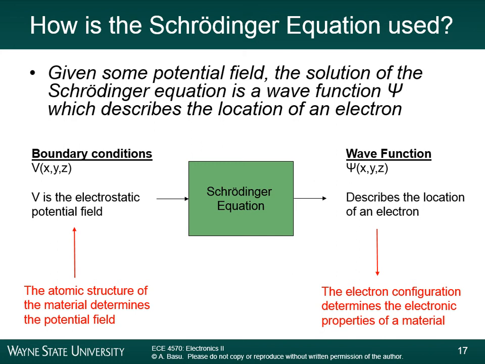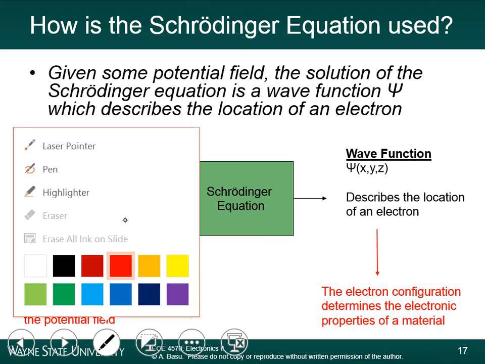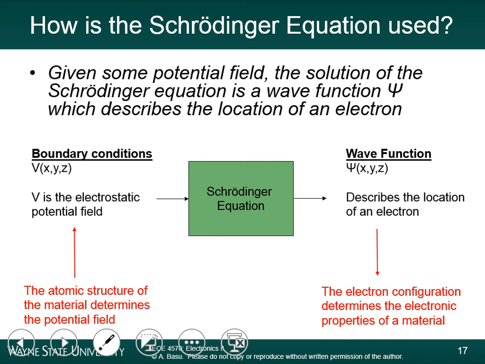When you solve the Schrödinger wave equation, it's a partial differential equation. It can be solved using a variety of methods. The answer that you get is a wave function, and that wave function describes the locations of the electrons. It tells you the probability of finding an electron at a certain location. And this is what ultimately tells you what the electronic configuration is. Now, electronic configuration, I'm talking about the orbital structure, the s orbitals, the p orbitals, and so on. That's the electronic configuration. It's telling you where the electrons are in the material.